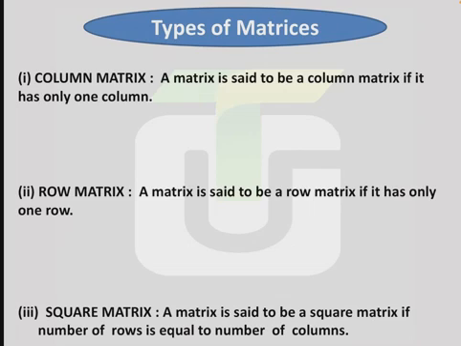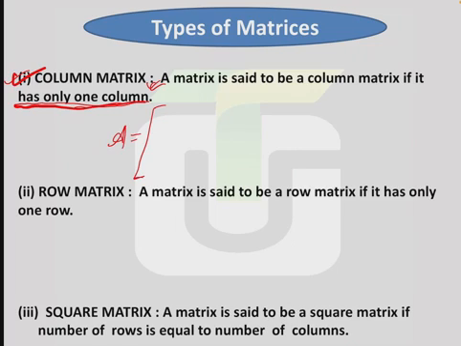So let us proceed to our next slide, and that is the types of matrices. There are different types of matrices. The first one is the column matrix. So what is a column matrix basically? See, this is the formal definition. A matrix is said to be a column matrix if it has only one column. Any matrix that has only one column is called a column matrix.